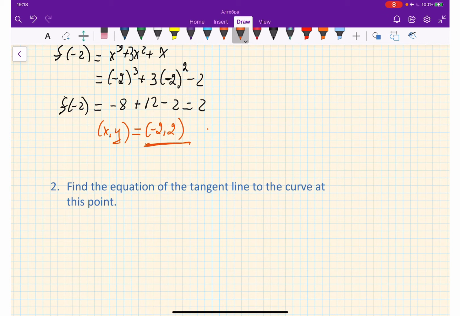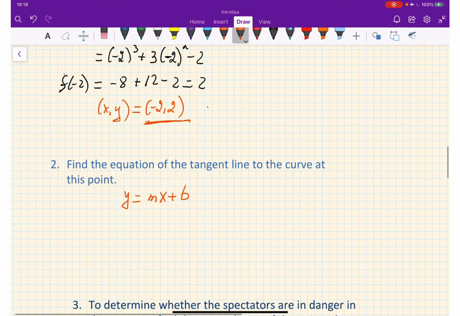Okay, so slope and intercept, remember? y is equal to mx plus b, right? We know the slope is 1, and the coordinate of x is negative 2. Let me write down here, our m we know is 1, and the point is negative 2 and positive 2, from the previous calculation.